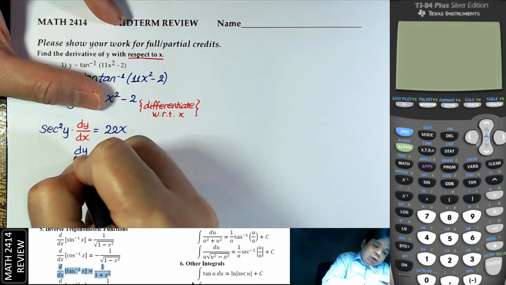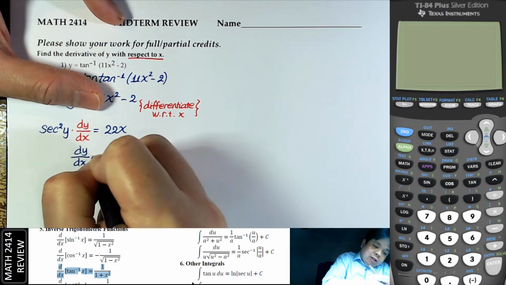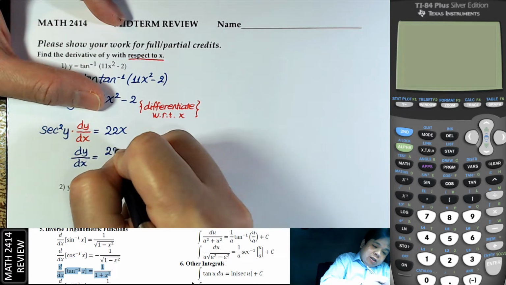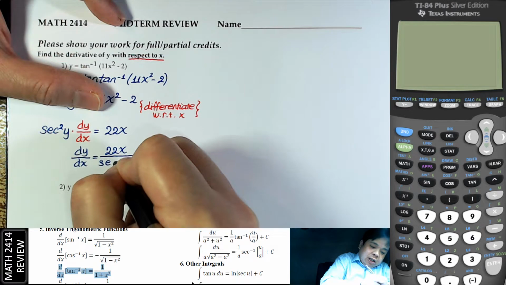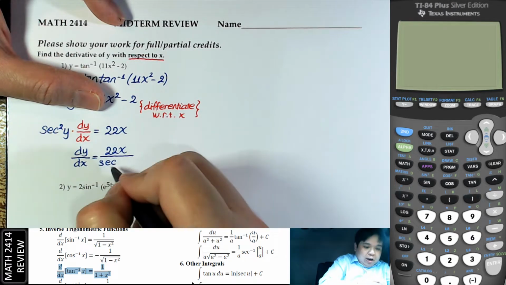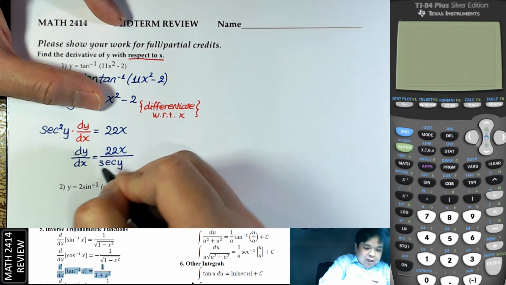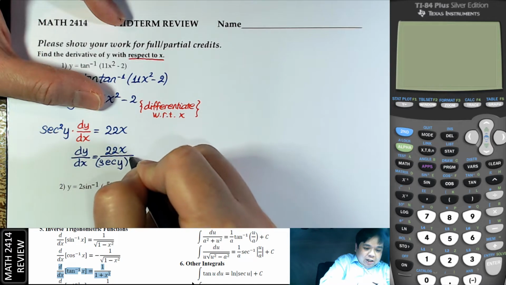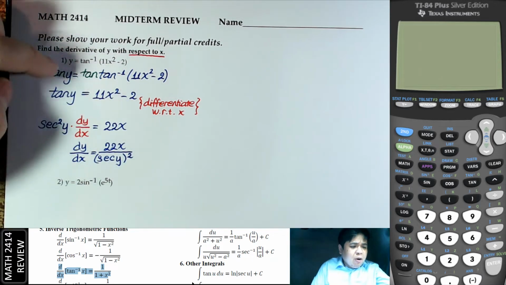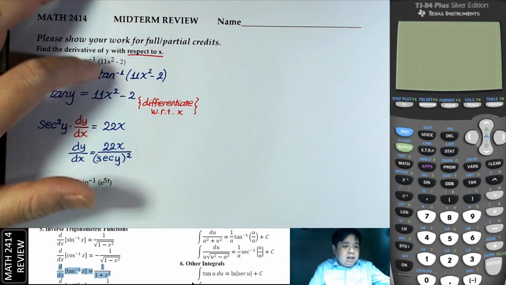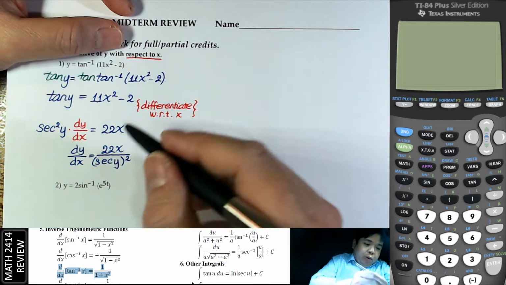So dy over dx is 22x over secant of y squared. I will just write secant of y squared like this. Now of course the answer should be in terms of x. So this is what we do.